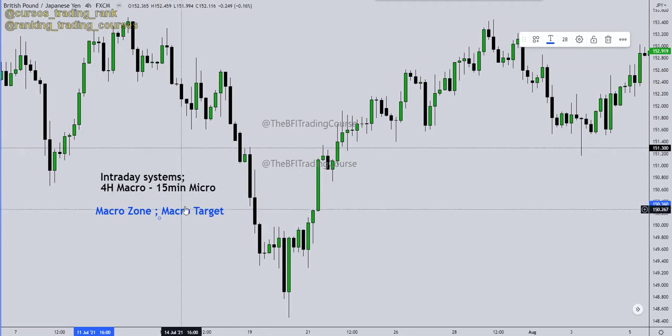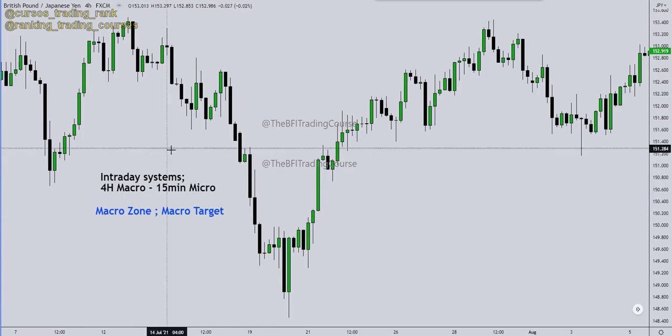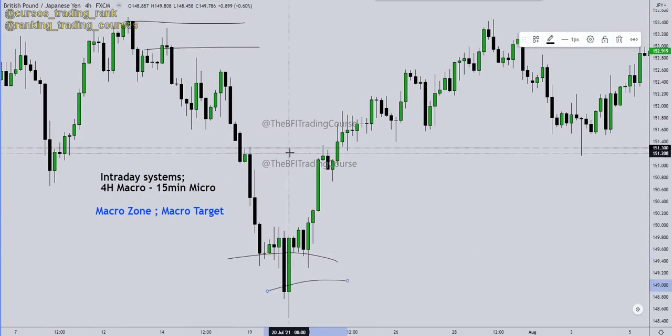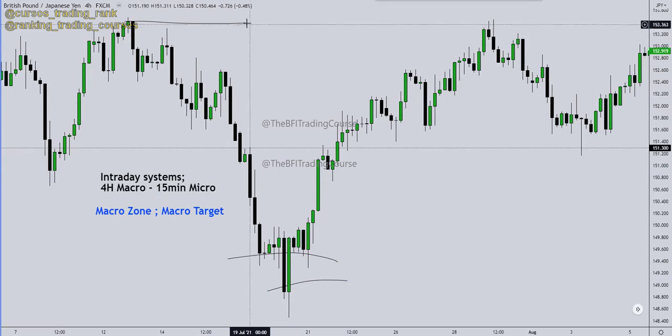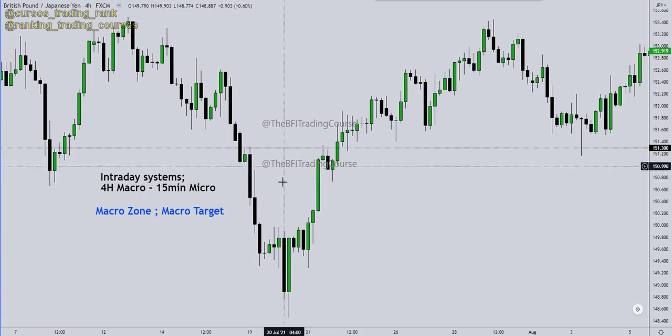Macro zone, macro target. It seems that some people are using micro targets. We never said that. Macro zone, macro targets. If you're going to use a 4 hour zone, use a 4 hour target. This is really important because some of you kill your winners and you let those losses ride and you hope and pray. Kind of the opposite. Okay, so we want to squeeze the probabilities here.